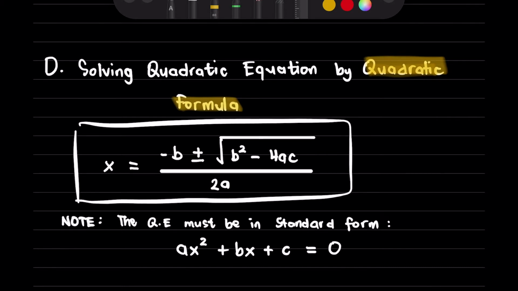Ang quadratic formula, ang advantage niya sa other methods, pwede mo siyang gamitin sa kahit anong klaseng quadratic equation. Unlike sa factoring, magagamit mo lang ang factoring kapag ang given mong quadratic equation ay factorable. Kung hindi na siya factorable, you cannot choose factoring. Gagamit ka ng ibang method, pwede mong gamitin ang quadratic formula doon or the completing the square.